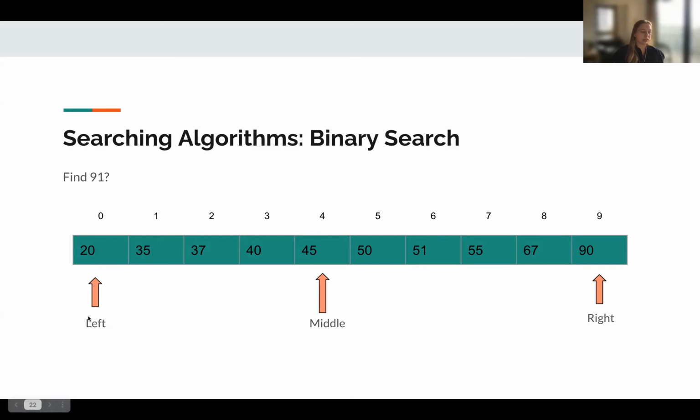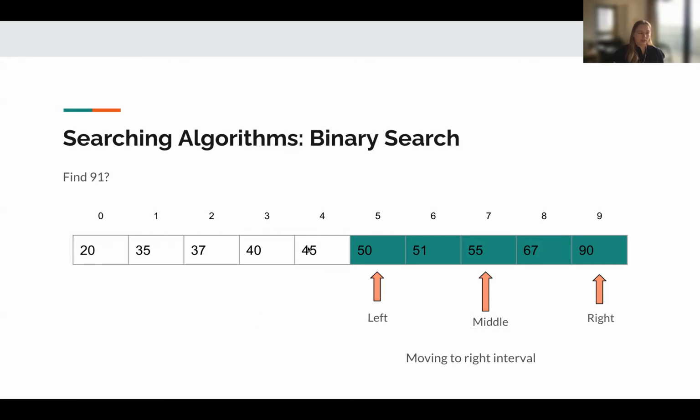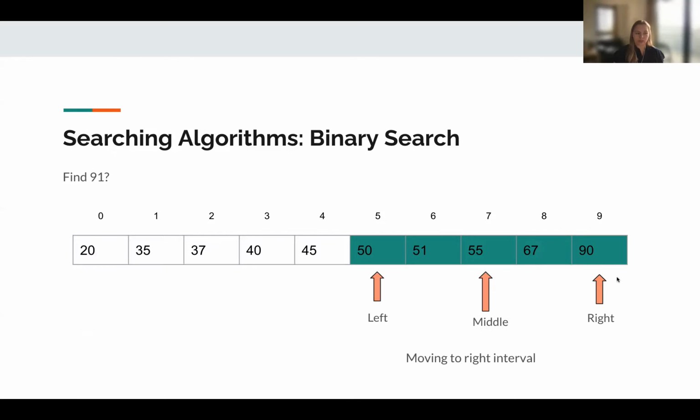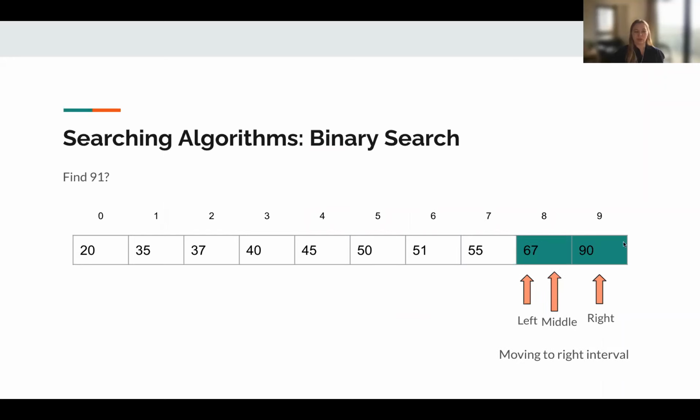So again, we start with the whole array, and the middle is at number 4. And again, 45 is not 91. 91 is bigger. So now we concentrate on the right side of it. We're moving to the right interval. Now we're looking at the middle of the right interval, and it's 55. 55 is not 91, and it's smaller. So we need to continue further to the right. Again, we're looking at these 2 elements. This is the middle. 67 is not 91, so we need to continue to the right. Now our interval consists of just one element, and 90 is not 91.